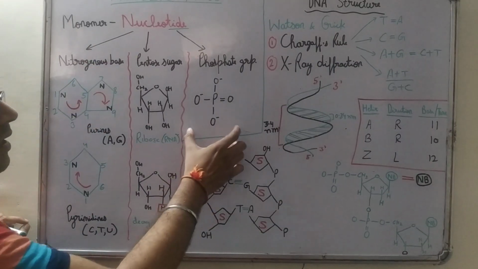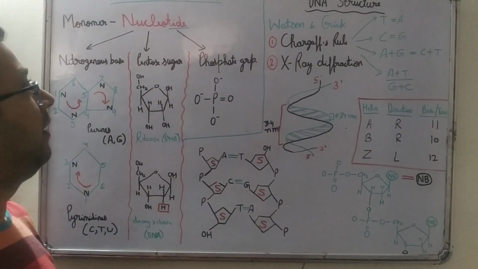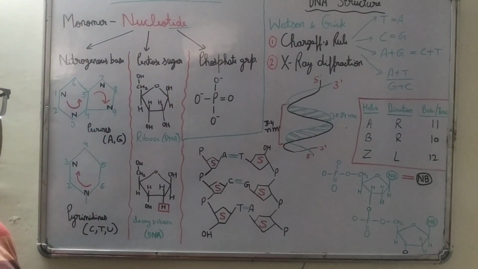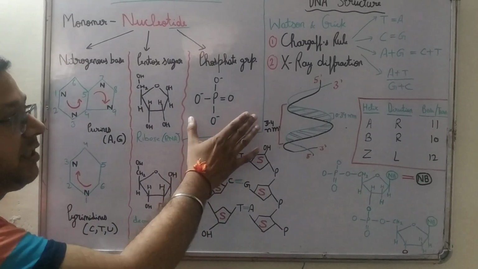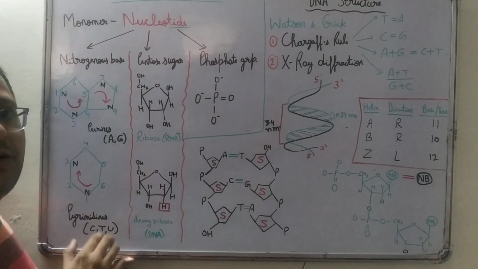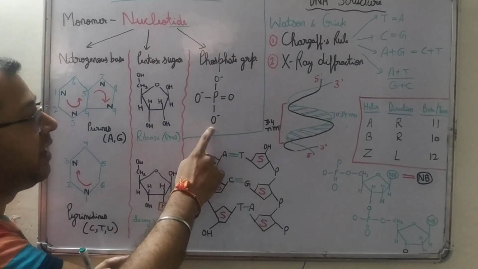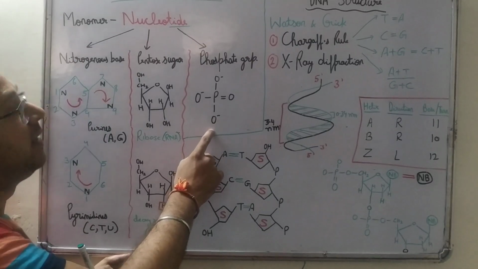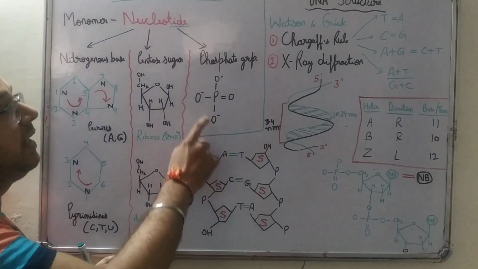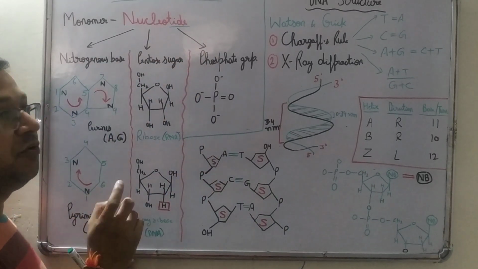The third component is the phosphate group. Now you might be confused with the two terms, that is nucleotide and nucleoside. In case of nucleoside, this phosphate group is missing. So the main difference between nucleotide and nucleoside is either the presence or absence of this phosphate group. If this phosphate group is present, then it is nucleotide. If this phosphate group is absent, then it results in the formation of a nucleoside, that is S-I-D-E, nucleoside.